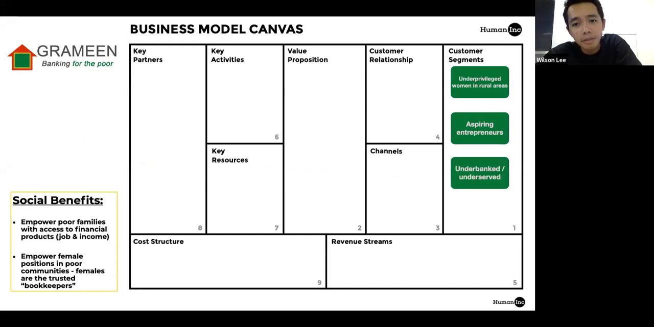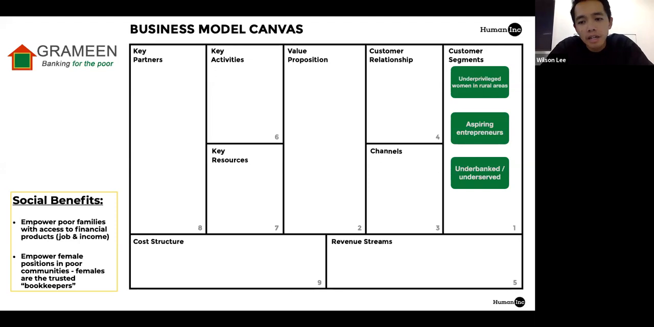So some of the customer segments, the people that use this financial product, are typically underprivileged people, really, really poor, the poorest of the poor, aspiring entrepreneurs who are from probably less privileged backgrounds, and the underbanked and underserved. And there's a key point here in terms of women. To know a bit more about Grameen when it was founded, why women is that typically women are the ones that hold the family together.